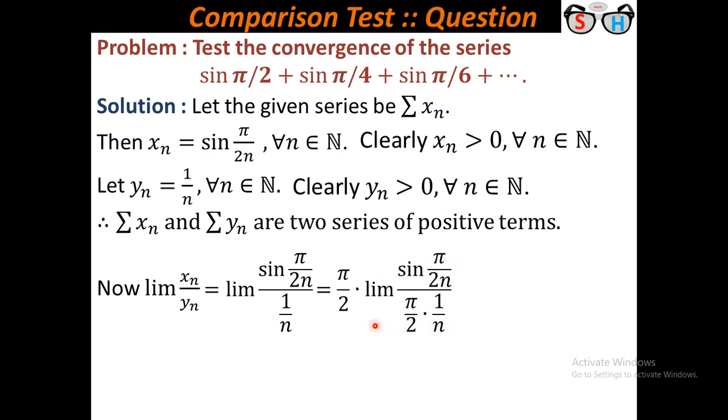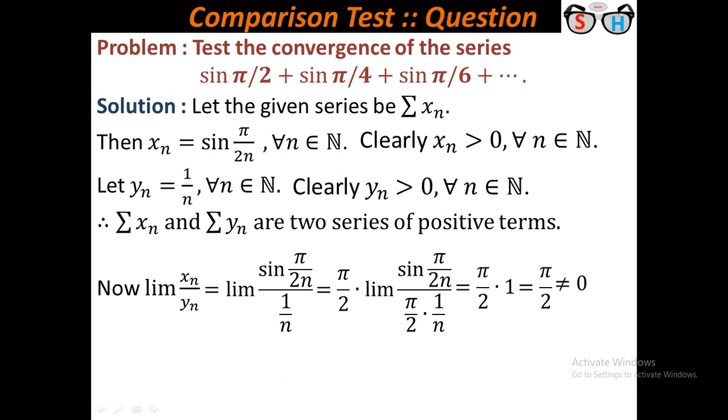into 1 by n. Clearly, if you take pi by 2n as t, then this will be sin t by t, and limit n tends to infinity will be changed to limit t tends to 0. As a result, limit t tends to 0 sin t by t, that means this is equal to 1. As a result, this is equal to pi by 2 into 1, that means pi by 2. Clearly it is a non-zero real number.